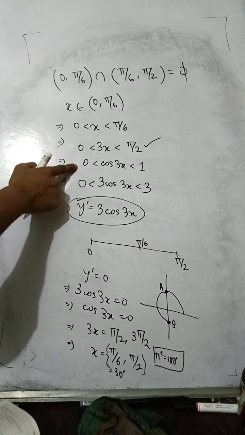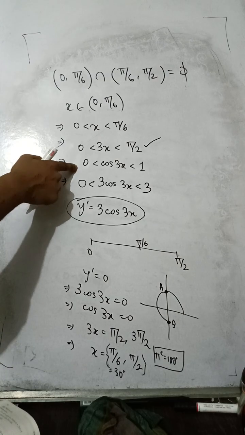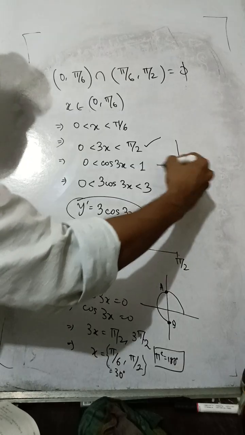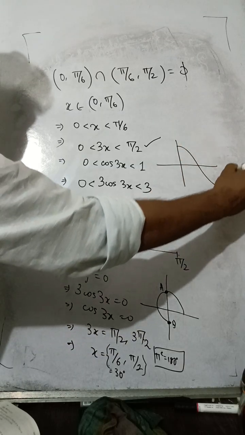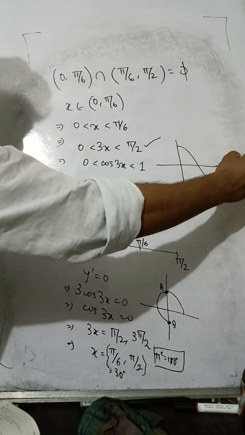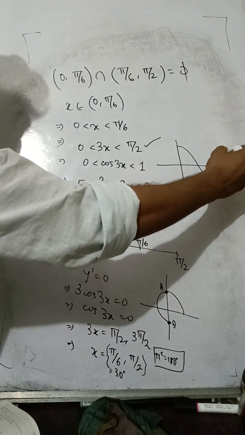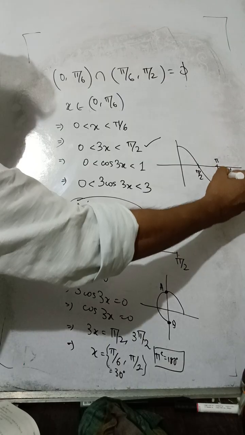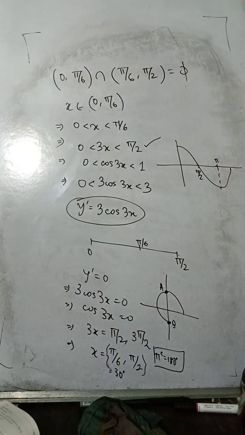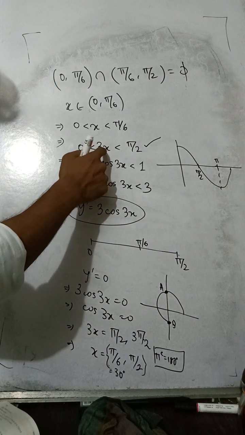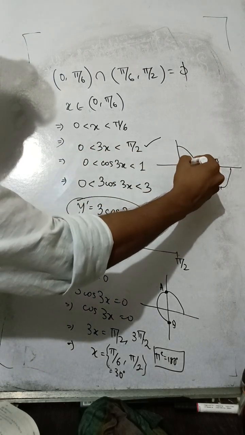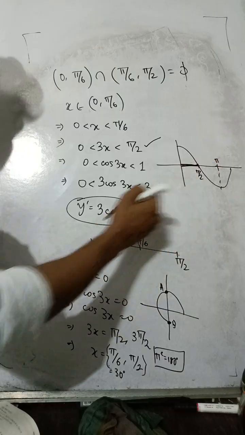Now this part is maybe a bit tricky for some of you. Let me explain. So look, the cosine curve is something like this. Is it not? This is our cosine curve. This is pi. This is pi by 2. Okay. So look, we are interested in the region from 0 to pi by 2.